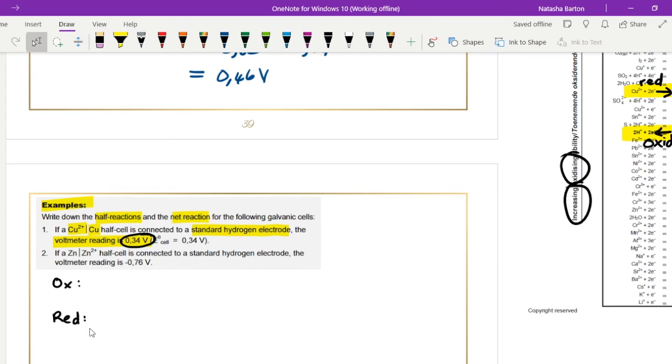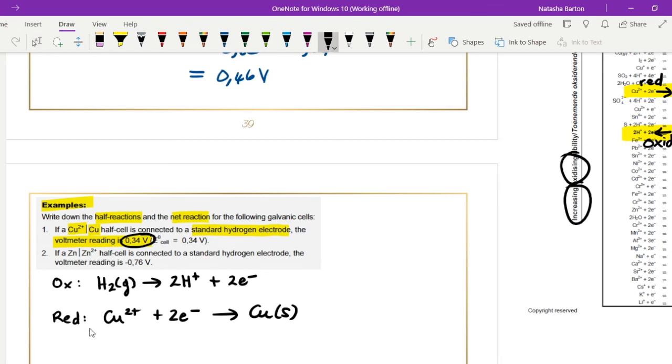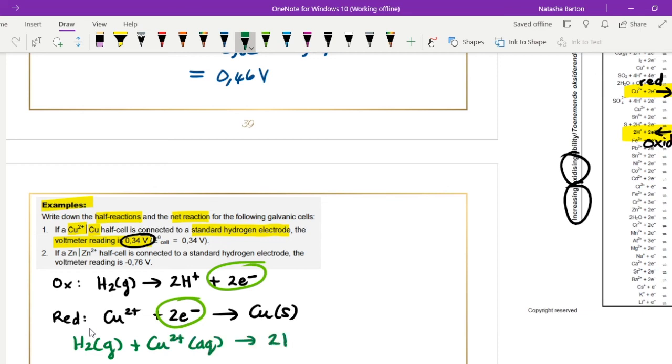So oxidation is H2 gas is going to react to form 2H+ plus 2 electrons. Our reduction half is going to be Cu2+ plus 2 electrons is going to form Cu solid. And then they want us to write the net reaction. My electrons are already balanced, so the net reaction is H2 gas plus Cu2+ aqueous is going to form 2H+ plus Cu solid. And that is question 1.